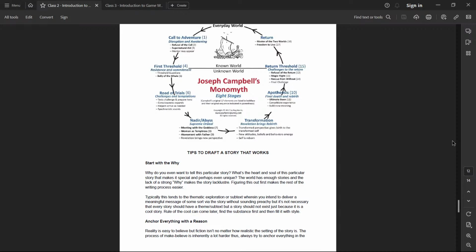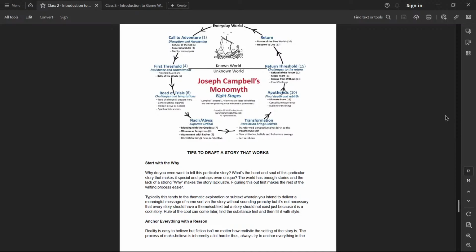So the most important part is to figure out why you want to tell this particular story. This would lead into the thematic exploration, or subtext, what meaningful message you want to deliver, or a story which doesn't sound as if someone's preaching something to you. But every story should not exist just because it is cool. We need to find first the substance, then fill it with style. That is all of your latest trends and stuff like that. You can fill it with those. But then, what is the substance of the story?